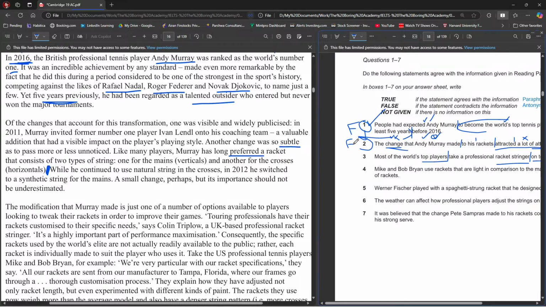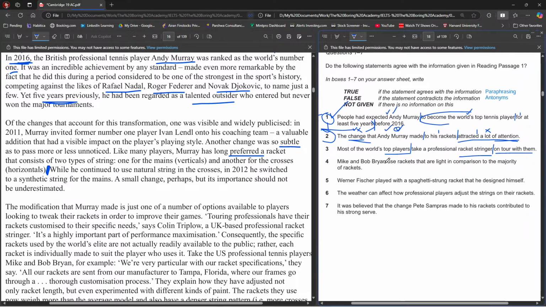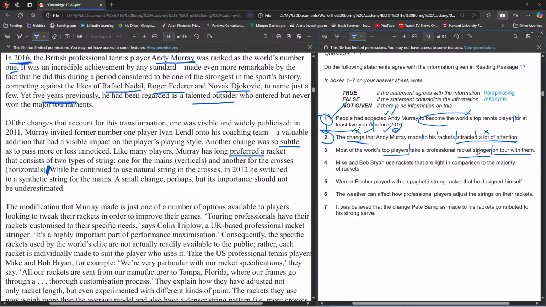So this is how you solve this one. Let's solve one or two more. So the next keyword is racket stringer for the third. We'll also look for one more keyword, that is Mike and Bob Bryan. And when it comes to keywords, you should look out for proper nouns.